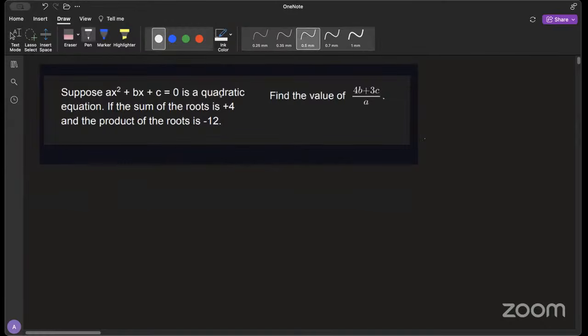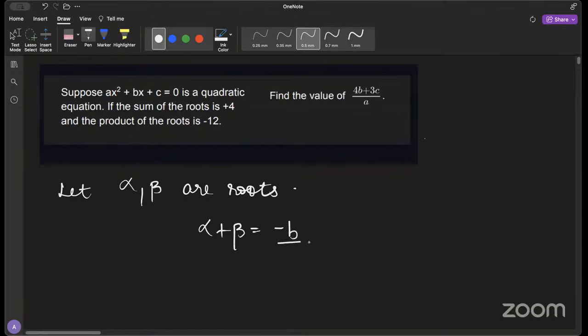It says that you've been given a quadratic in the general form, and the sum of the roots is plus 4 and the product of the roots is minus 12. So, what's the relation between the coefficients and the sum? Let's say alpha and beta are your roots. Then, what's the relation between alpha, beta, and a, b, c? We have alpha plus beta, the sum of roots, equals minus b by a, and alpha times beta equals c by a.